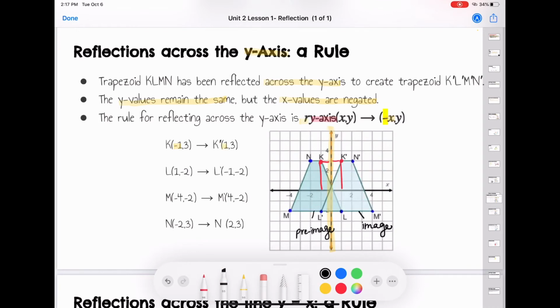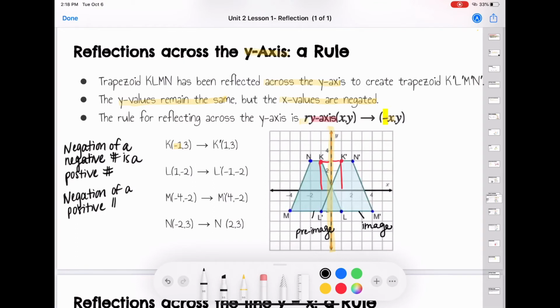It's important to note that the negation of a negative number is a positive number, and that the negation of a positive number is a negative number. So in this case, we have the negation of a negative number, which becomes a positive number. In this case, we have the negation of a positive number, which becomes a negative number, the negation of a negative number, which becomes a positive number, and so on. And so in order to find the coordinates of the image, we would keep the y the same, but the x values would be negated.